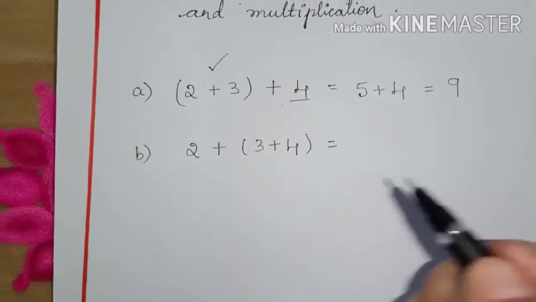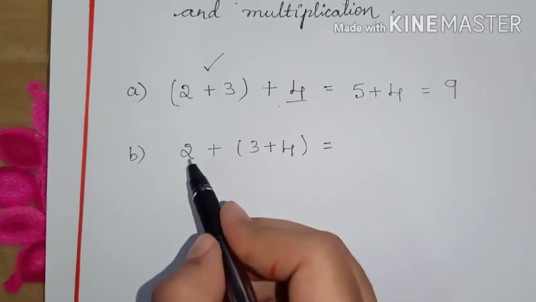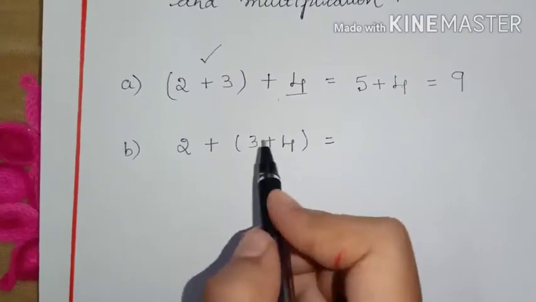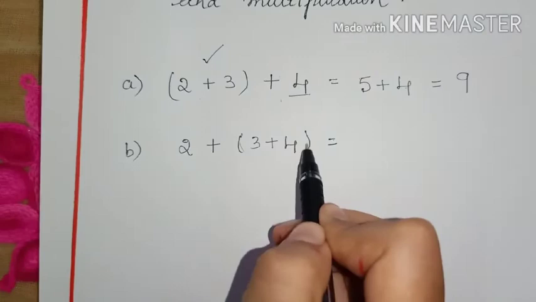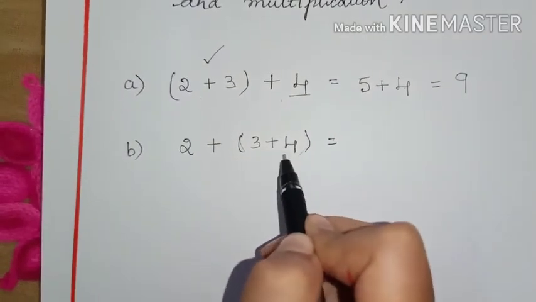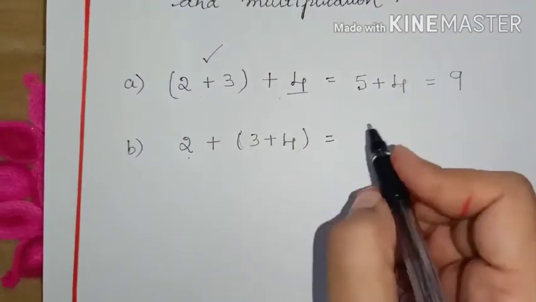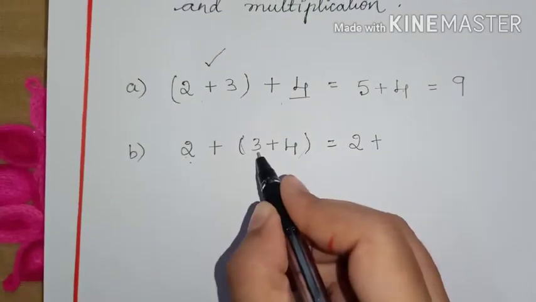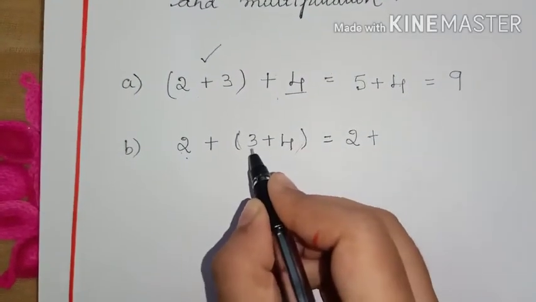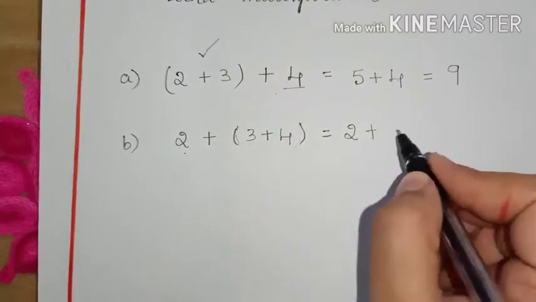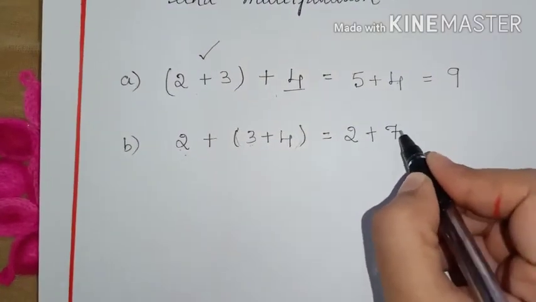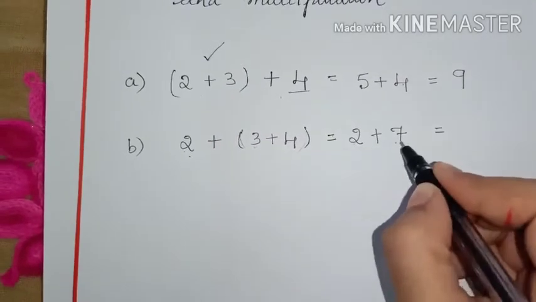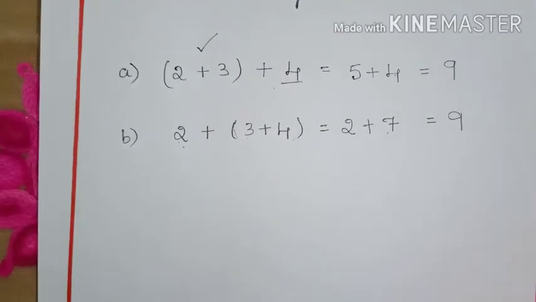Okay. See the next one. Here also we should apply the same rule. First you have to solve the numbers which are inside the bracket. So keep 2 as it is. 2 plus, solve what is in the bracket. 3 plus 4. 3 plus 4 is 7. Then 2 plus 7. 2 plus 7 is 9. Right?